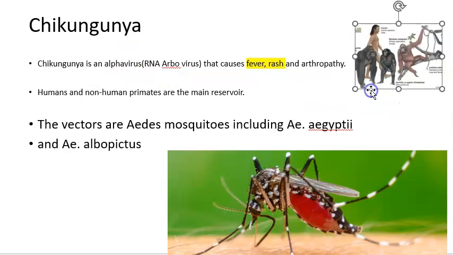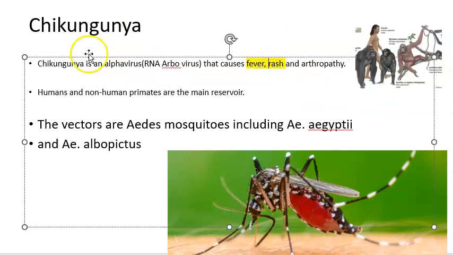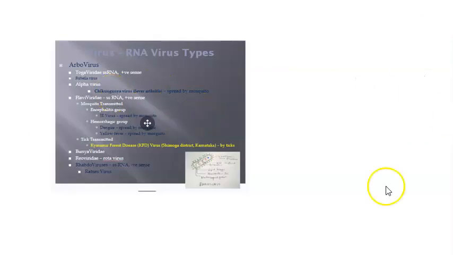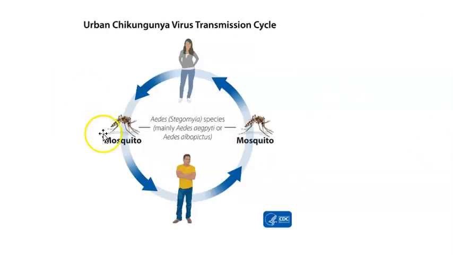So basically this chikungunya virus causes fever, rash and arthropathy, mainly joint pain. Remember, okay? So you have understood everything on the slide. Humans and non-human primates, primates basically are the main reservoir. Vector is Aedes mosquito, that is Aedes aegypti, Aedes albopictus. Okay, this will lay eggs in standing water. Everything lays eggs in standing water only. So basically it bites during the day. That much you have understood, right?